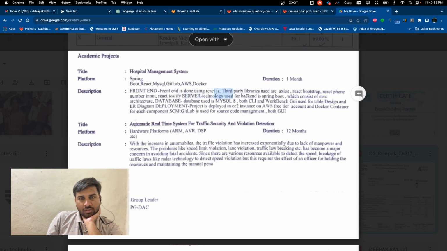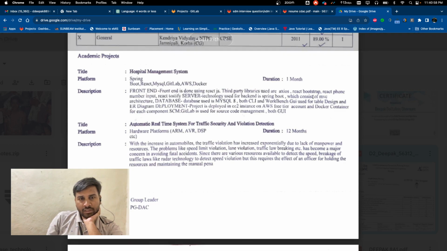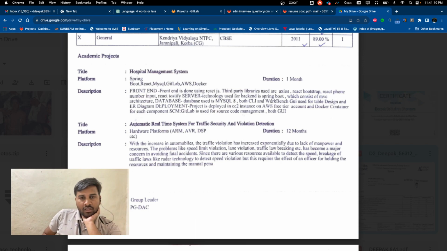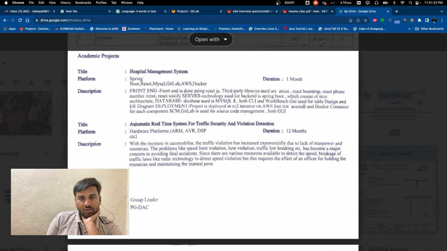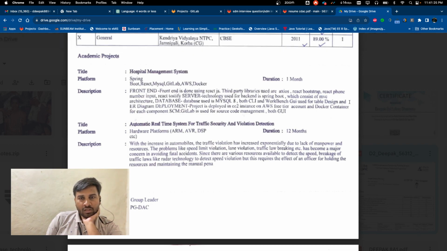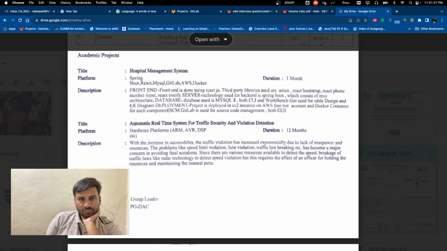So the backend is in Spring Boot, which consists of MVC architecture. Database was MySQL 8, both CLI and Workbench GUI were used. Actually, I had used both the features. GUI I had used for the table design and ER diagram and all, then understanding the joins in a better way. So I had used the GUI as well as CLI, table design and ER diagram.